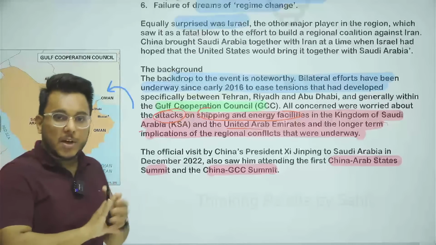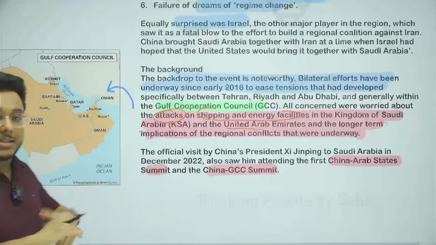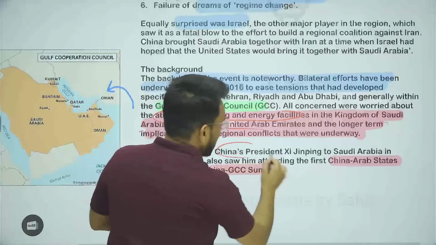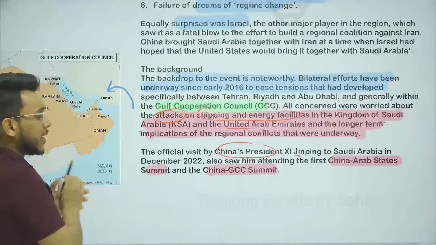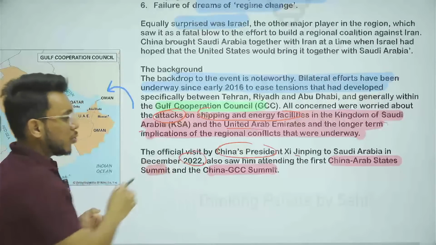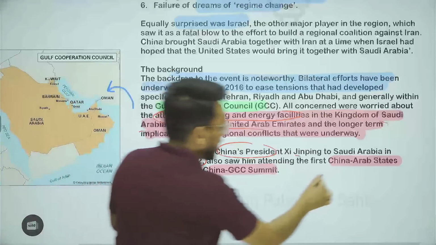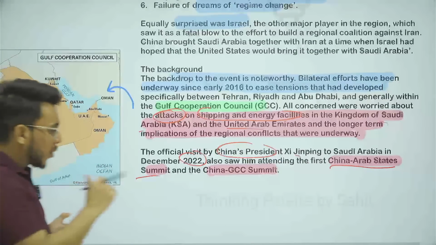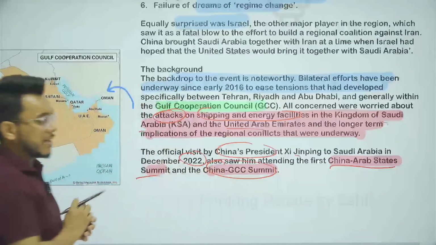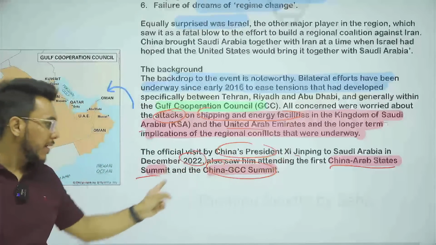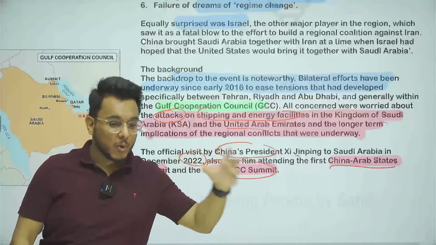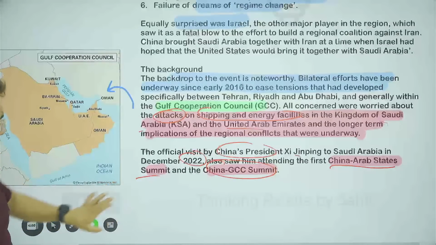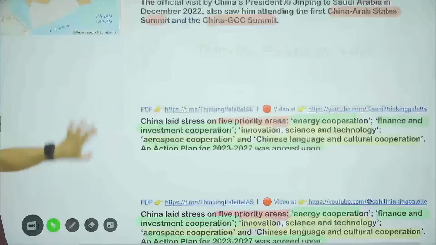Now, using this kind of argument, what happened? China started to negotiate with these countries, and we see that Chinese President Xi Jinping visited Saudi Arabia in 2022. China organized the China-Arab State Summit, and moreover, the China-GCC Summit was also organized. In these summits, China proposed that normalization of relations between Iran and Saudi Arabia should be done. And this has now borne fruit.